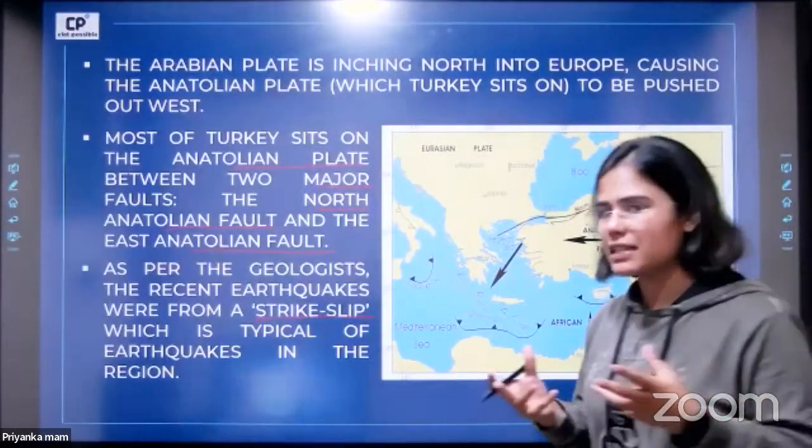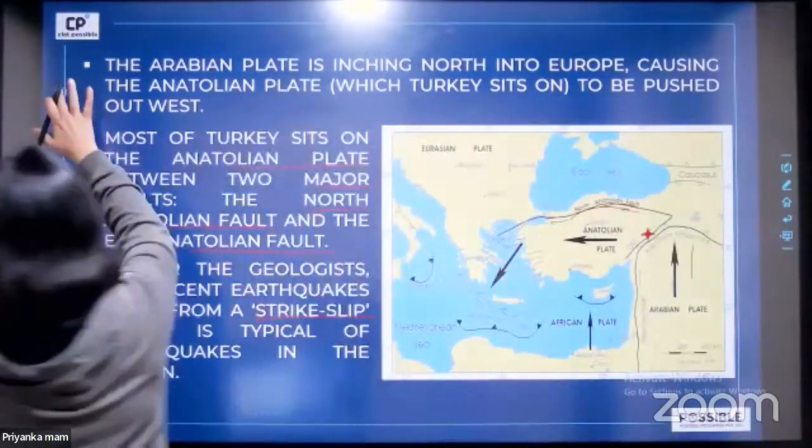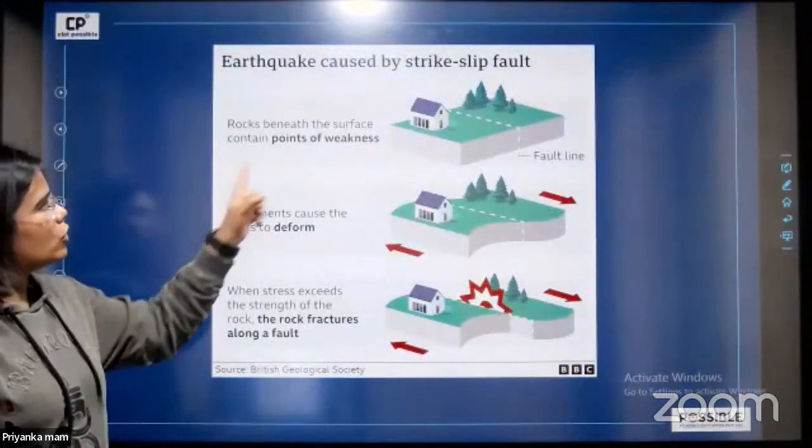अब भाई ये स्ट्राइक स्लिप क्या हो गया? बड़ी सिंपल सी बात है, ये आप यहाँ पे देख लो. तो ये क्या हो गया?